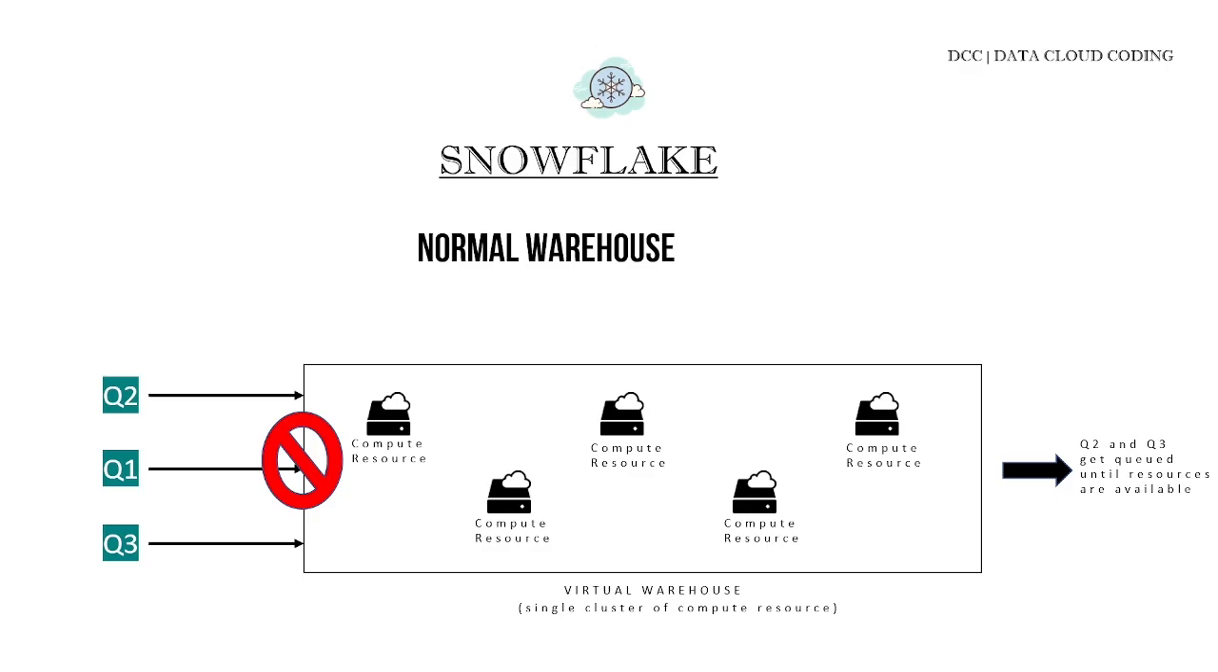Once Q1 has stopped executing, the resources and memory will be allocated to the future queries, that is Q2 and Q3, and then the execution of Q2 and Q3 will start. So in this case, we get a queue in which my consequent queries are getting stored.